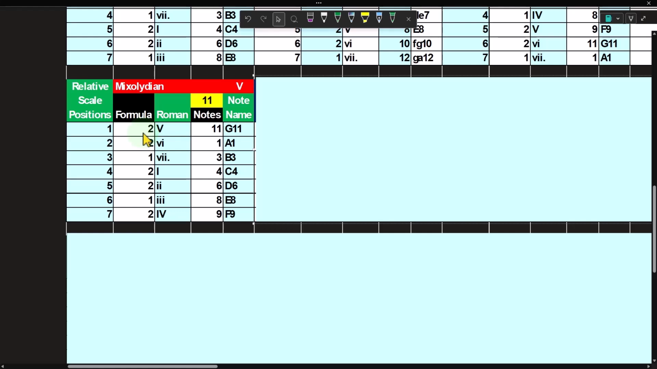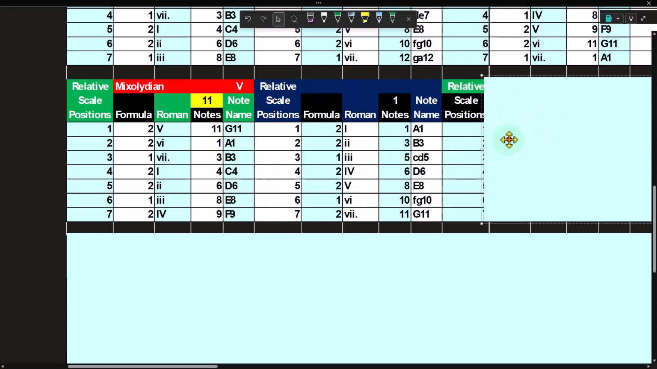11 plus 2 is 13, minus 12 is 1. 1 plus 2 is 3. 3 plus 1 is 4. 4 plus 2 is 6. 6 plus 2 is 8. 8 plus 1 is 9. 9 plus 2 is 11. And then we can apply that formula all the way across.